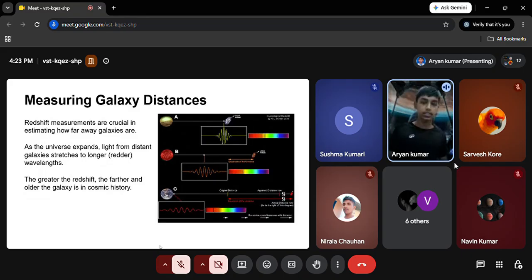Measuring galaxy distances. Redshift measurements are crucial in estimating how far away galaxies are. As the universe expands, light from distant galaxies stretches to longer, redder wavelengths. The greater the redshift, the farther and older the galaxy is in cosmic history.